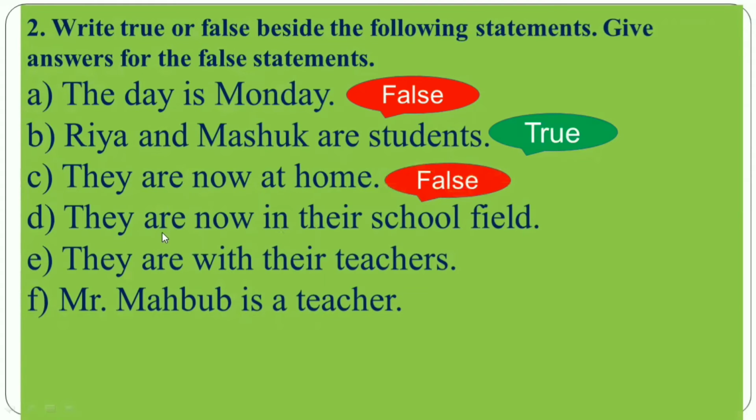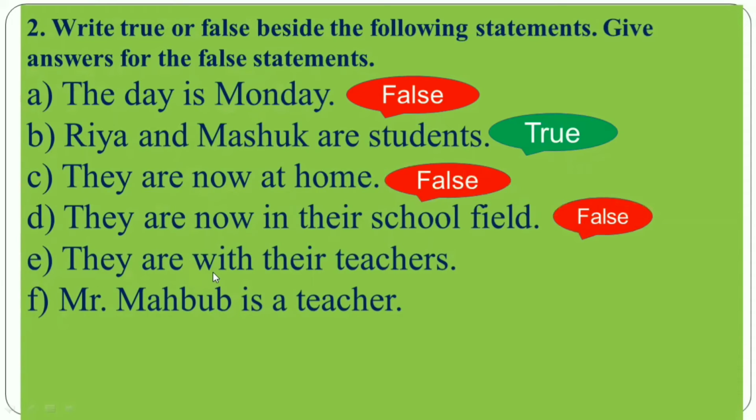Now, D, they are now in their school field. Can you tell me the statement is true or false? In the passage, we have seen that they are now in their school yard. But here is written, they are now in their school field. So the statement is what? Yes, false. So right here, at the last right side of the sentence, you will write false.